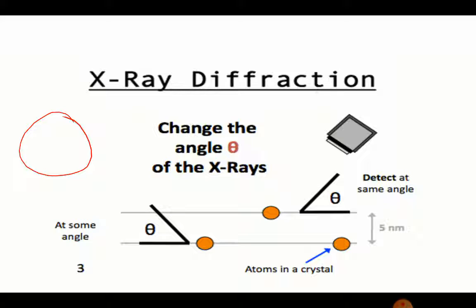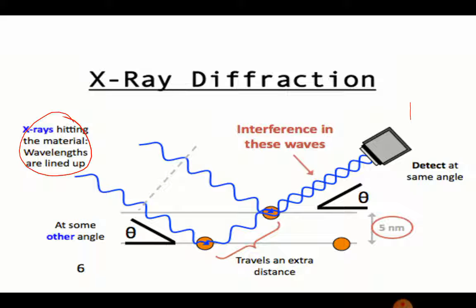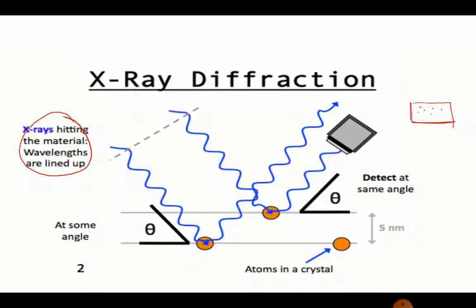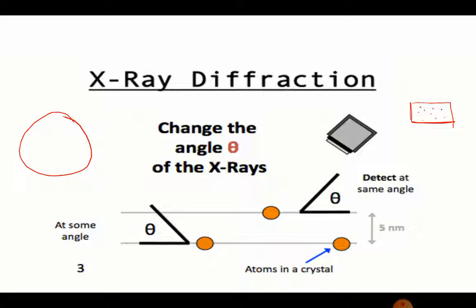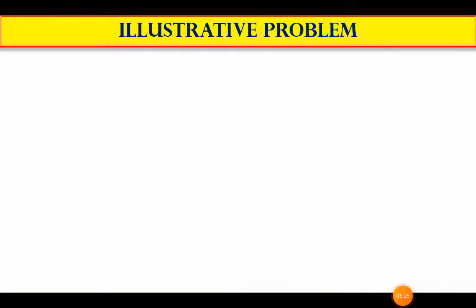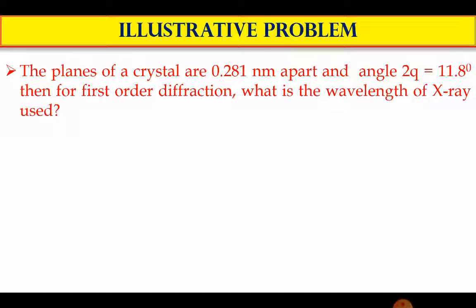This is called the X-ray diffraction phenomenon, from which one can get the diffraction pattern. You know that for each and every crystal the diffraction pattern is unique, and that's why based on that we can identify the type of crystal. We'll see that based on n lambda is equal to 2d sin theta, we have a numerical. The planes of the crystals are 0.281 nanometer apart, and the angle is equal to 11.8.